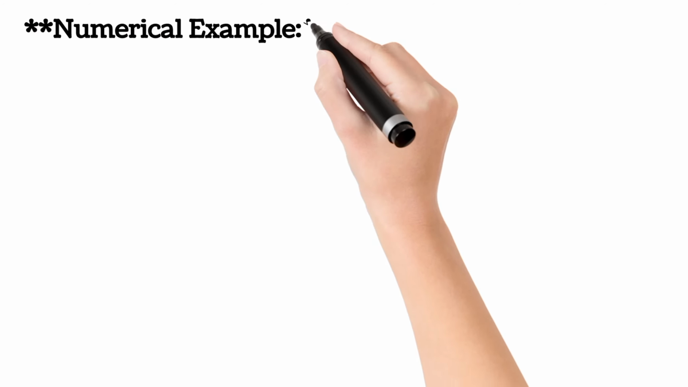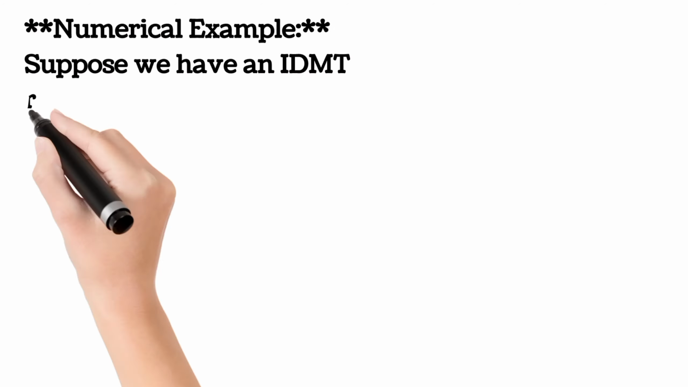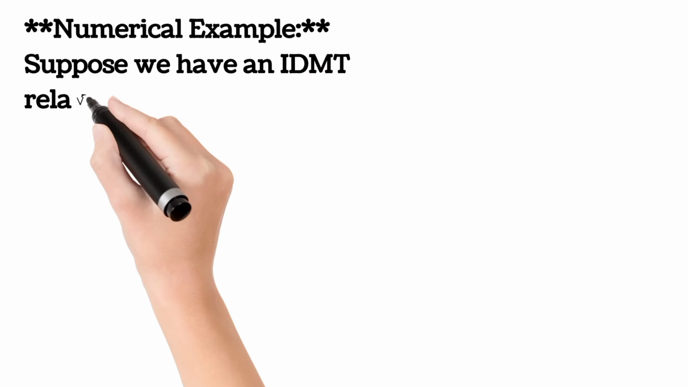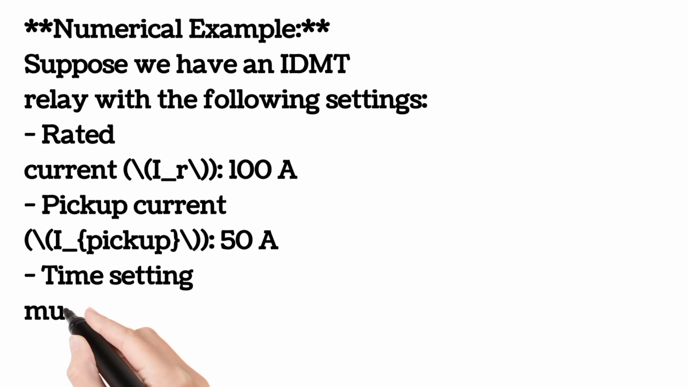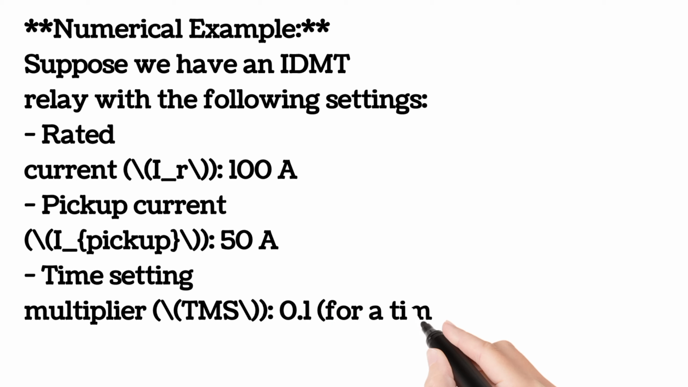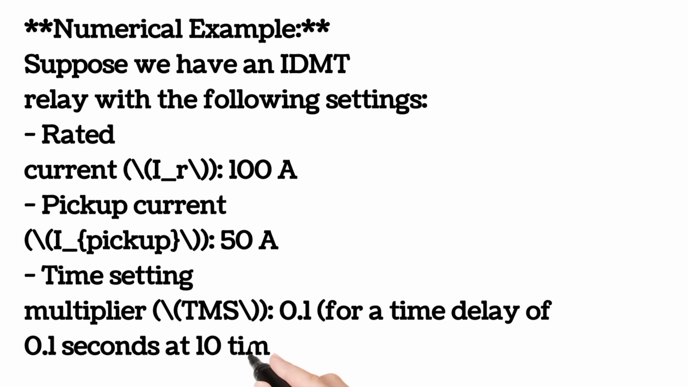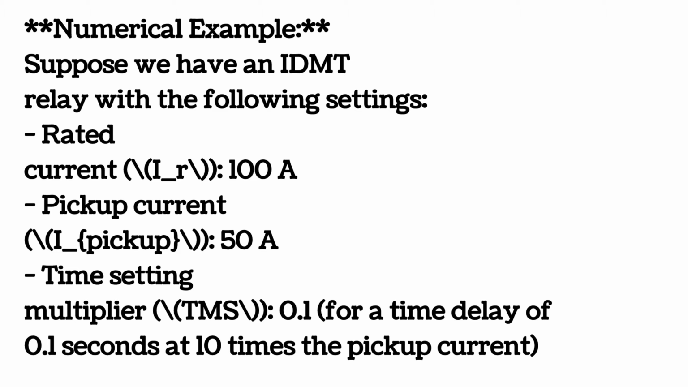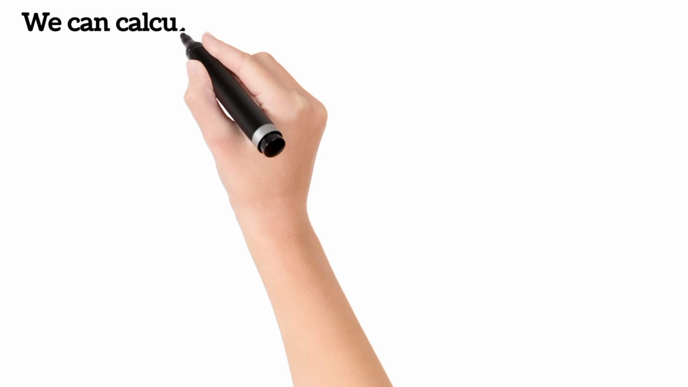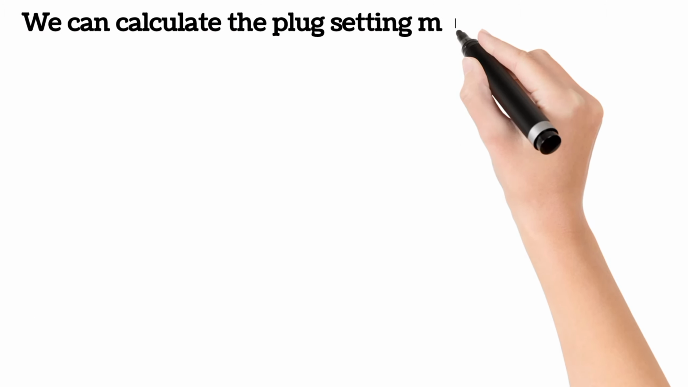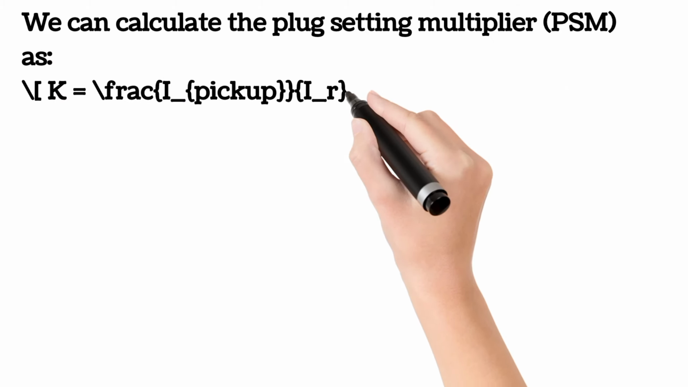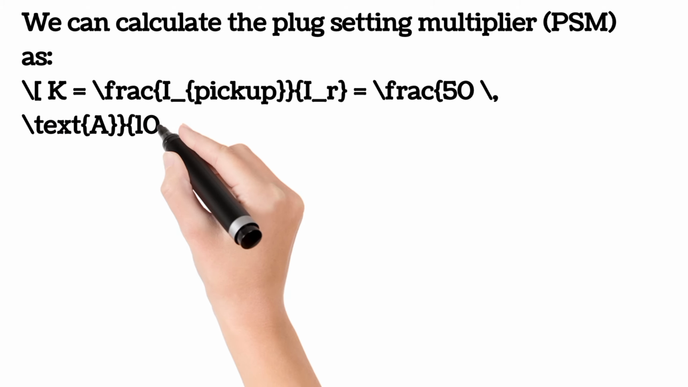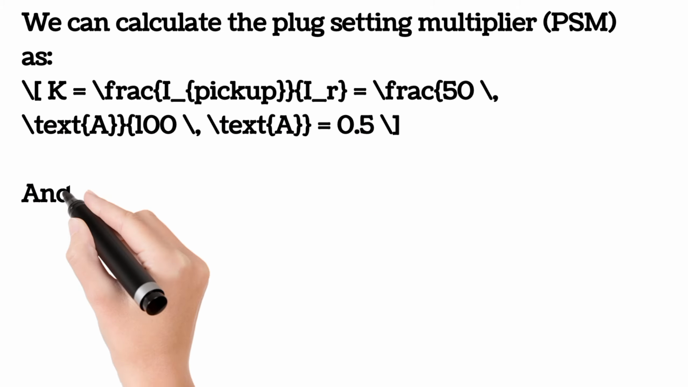Numerical example. Suppose we have an IDMT relay with the following settings. Rated current I_R = 100 A. Pickup current I_pickup = 50 A. Time setting multiplier TMS = 0.1 for a time delay of 0.1 seconds at 10 times the pickup current. We can calculate the plug setting multiplier, PSM, as K = I_pickup / I_R = 50 A / 100 A = 0.5.